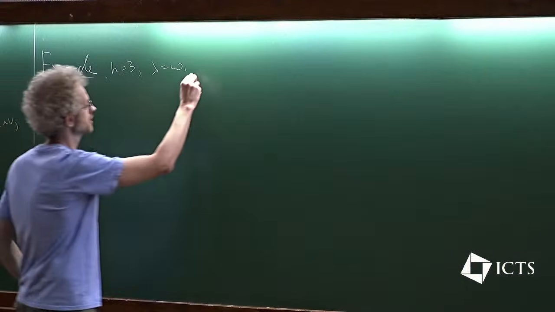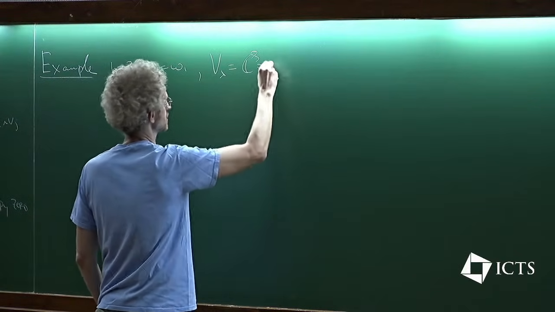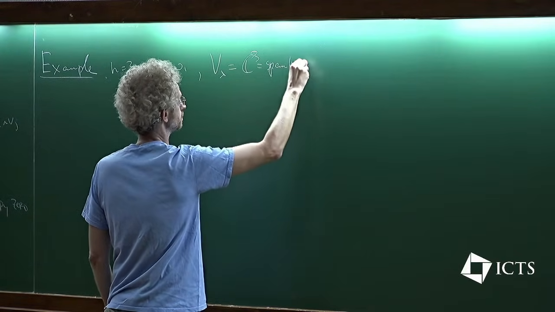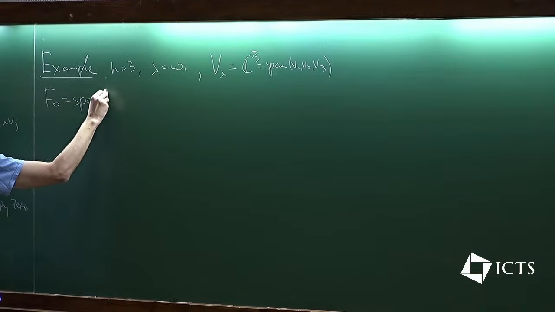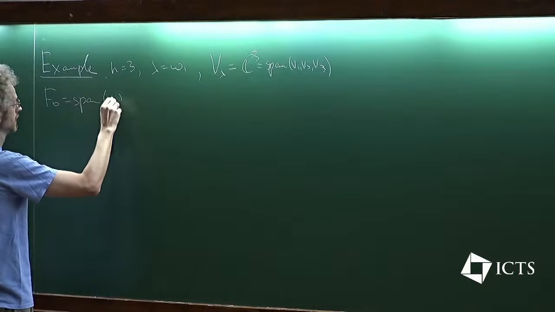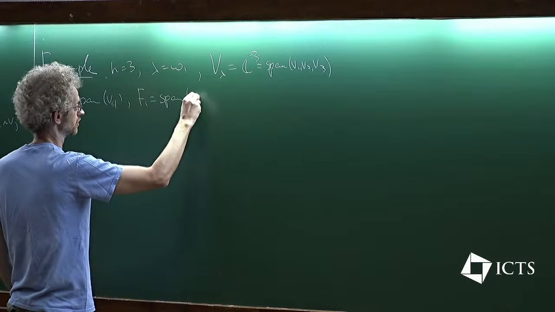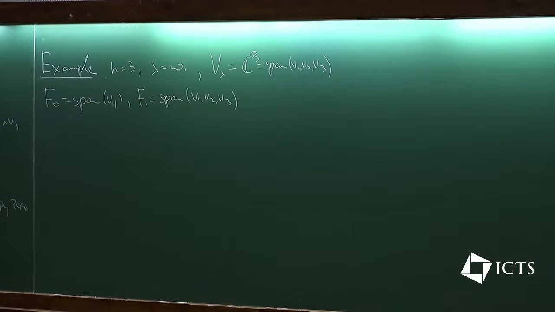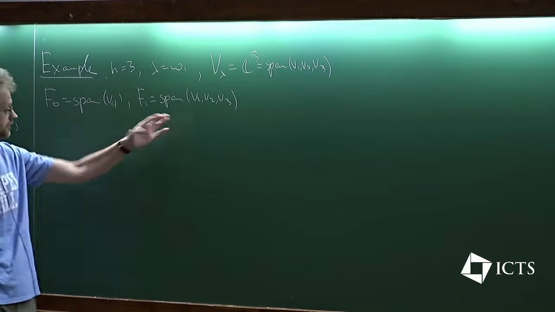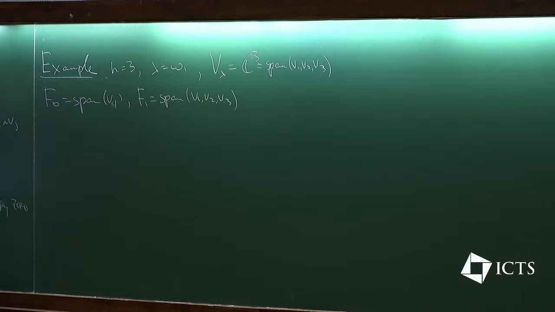So this V lambda is just C3 with the basis V1, V2, V3. And then what do we know? We know that F0 is just the span of V1. Then F1 is the span of V2, V3. And nothing is left, so there are only 2 steps here, right? So starting from V1, we can send it to V2 or to V3. So there's no problem. But how do we do this?